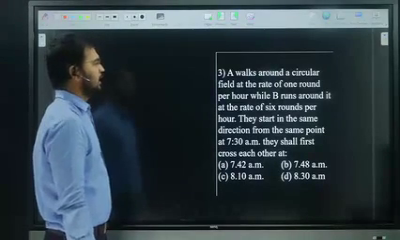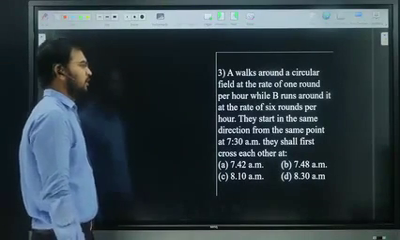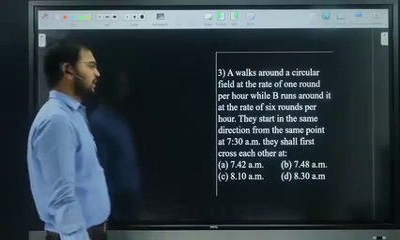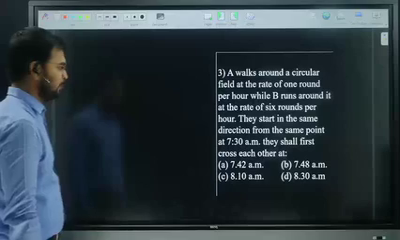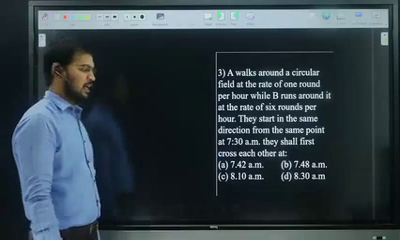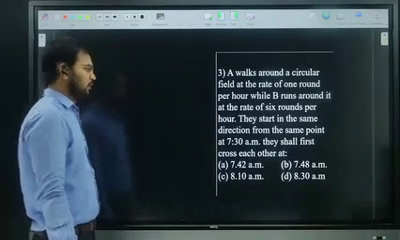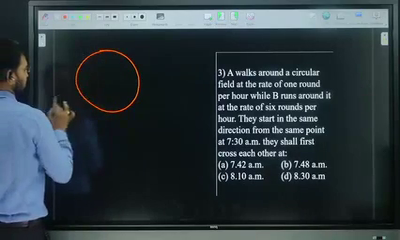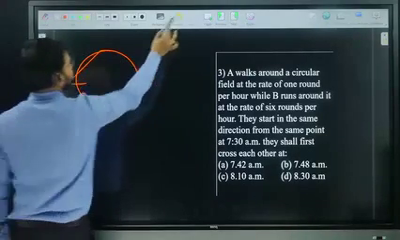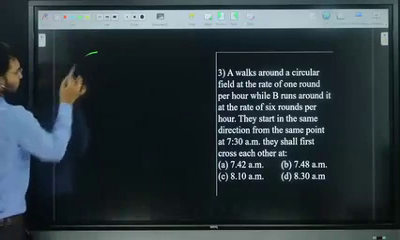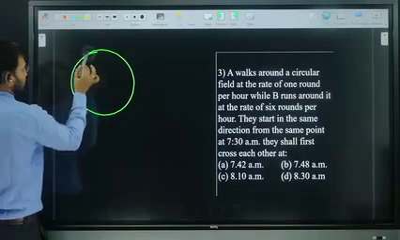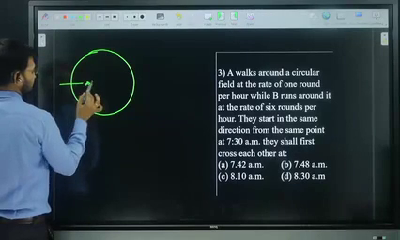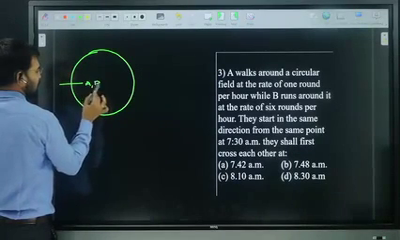A walks around a circular field at the rate of 1 round per hour, while B runs around it at the rate of 6 rounds per hour. They start in the same direction from the same point at 7:30 a.m. They shall first cross each other at dash. So here, a circular track is there. A starts and B starts at the same place at the same time.